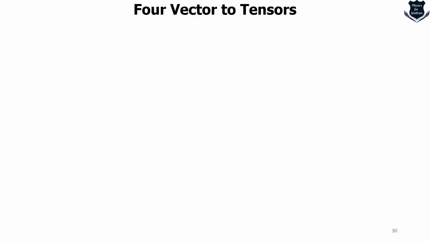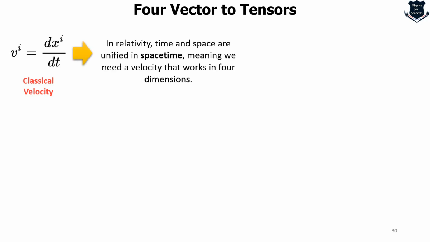Then if we turn the page, we can see that the classical velocity also gets generalized. Here i refers to the components x, y and z. The problem is that time and space are treated separately, which does not work well with special relativity, where time is also a coordinate.